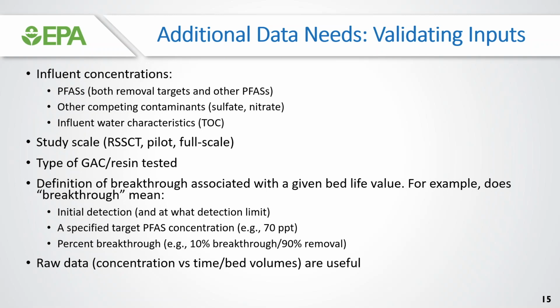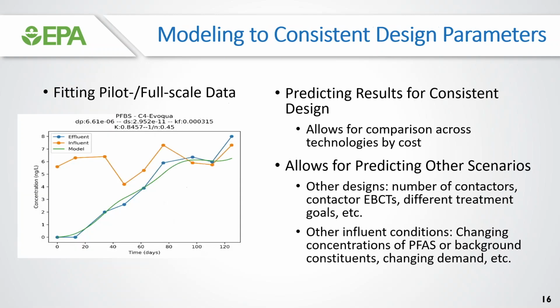A lot of utilities are using 70 ppt, the health advisory for PFOS and PFOA, or is it just a percent breakthrough? Understanding what that breakthrough number is is important. And then obviously raw data is the most important, because then you can really drill down into what that means for the technology. One of the specific things we're doing is looking at modeling to extend the usefulness of RSSCT, pilot, or full-scale data to different scenarios.